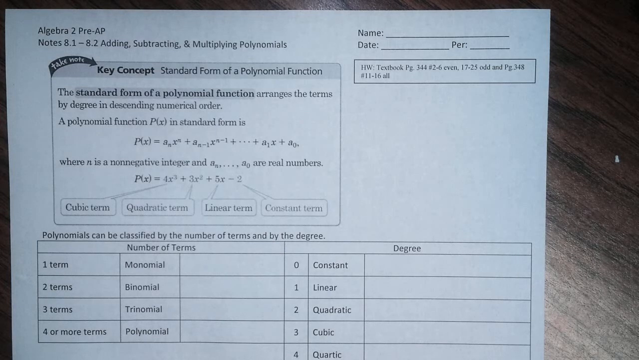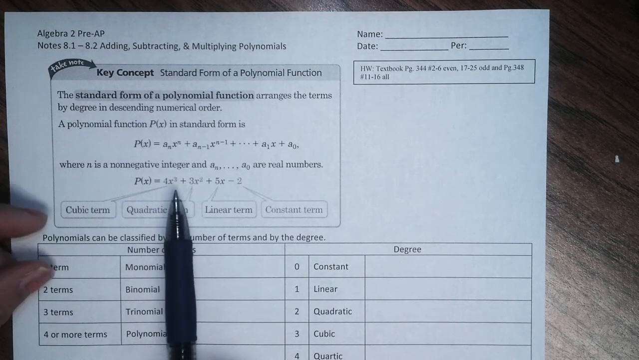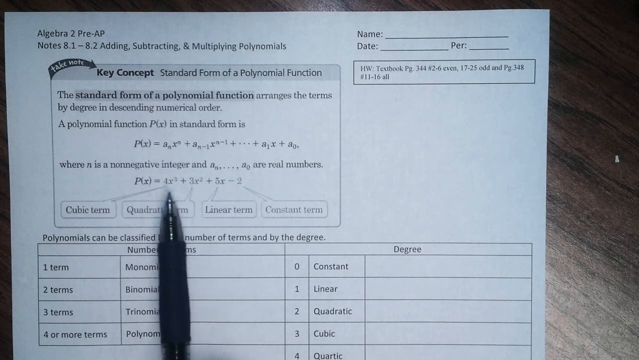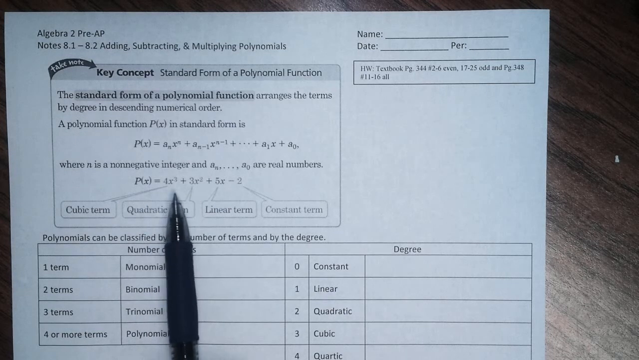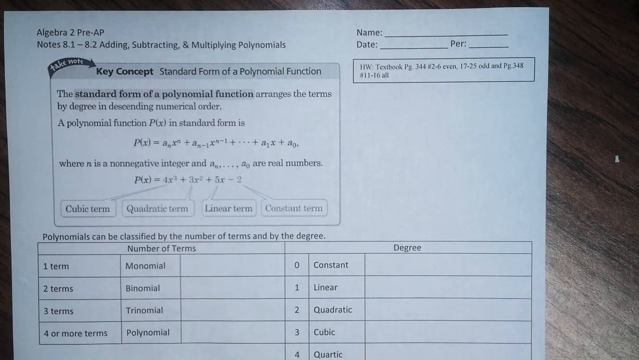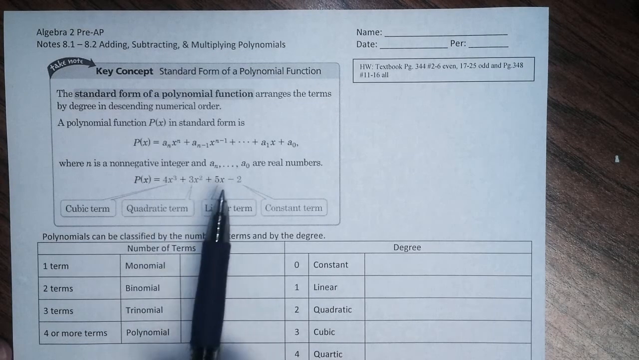What you need to know about sections 8.1 and 8.2 is called polynomials, and there's a few vocabulary words that you need to know for your test. There'll be multiple choice questions, but here they go. A polynomial is just a group of terms that are being added or subtracted together. So for example, here's a polynomial: 4x cubed plus 3x squared plus 5x minus 2. That's called a polynomial because you have some terms that are being added or subtracted.